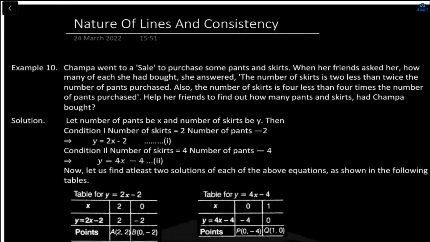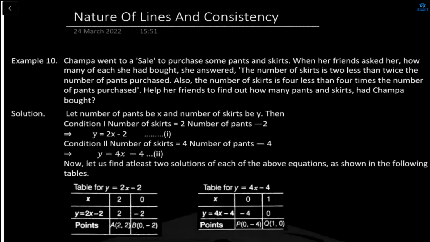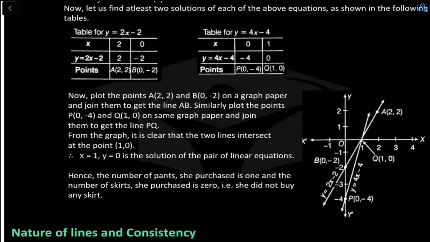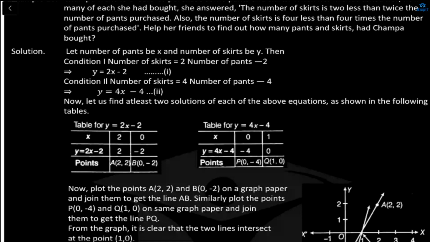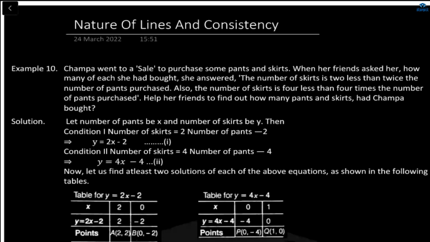Now let's see the question and form the equation. Champa went to a sale to purchase some pants and skirts. So she went for a sale and purchased pants and skirts. Now your equation should have 2 variables, pants and skirts, and with respect to price or what, let's see.